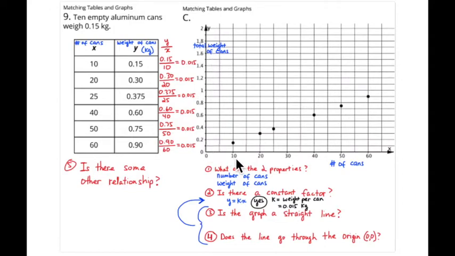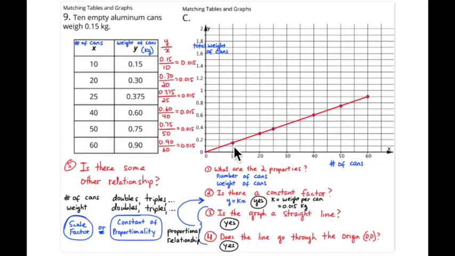And remember, you're usually going to be given the x value, and you're going to figure out what the y value is. So you're given 40 cans. So what's the weight of those 40 cans? We're going to multiply that by 15 thousandths. So 40 times 15 thousandths is going to tell you that it's 60 hundredths of a kilogram, or 6/10ths of a kilogram. But the point here is that there is a constant of proportionality. That is the weight per can, which is 15 thousandths of a kilogram per can.